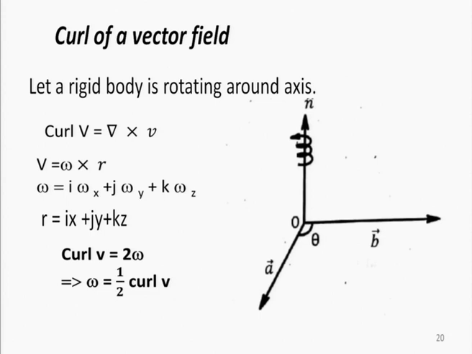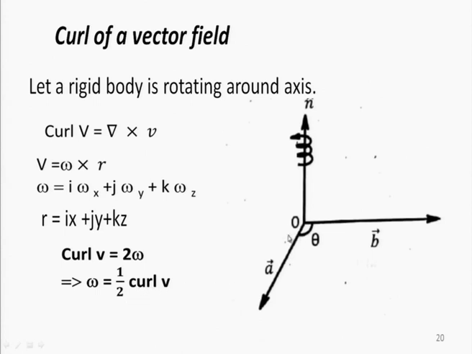Next to that, we will have another application of a vector. Its property is the curl of a vector field. Curl of a vector field is shown in the monitor. If you have a rigid body which is moving around this axis, we will have curl V is equal to del cross V, where V is equal to omega cross r, and omega is i omega x, j omega y, k omega z. R is a radius vector i x plus j y plus k z, and curl V is found to be 2 omega, or omega is 1 by 2 of curl V.